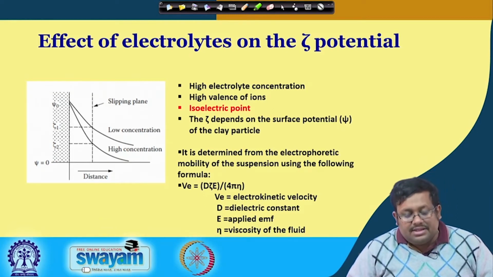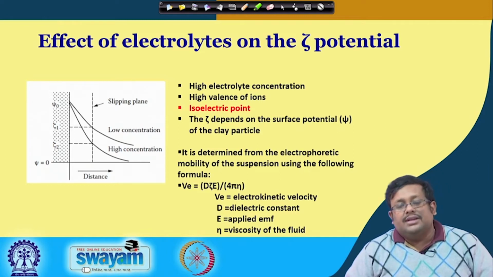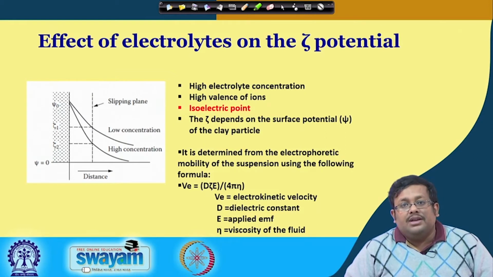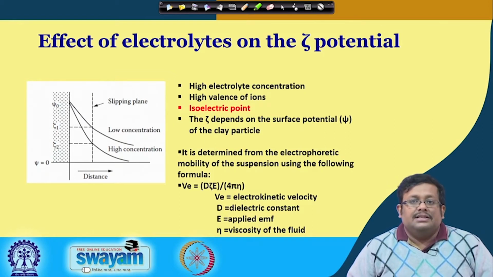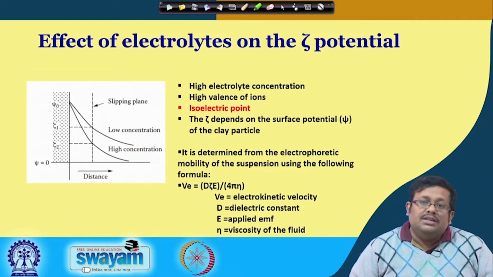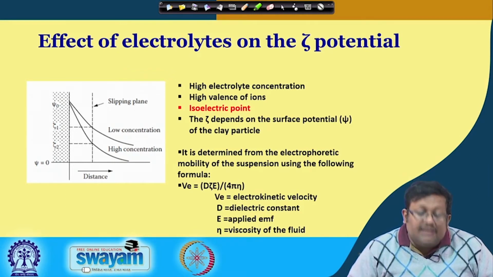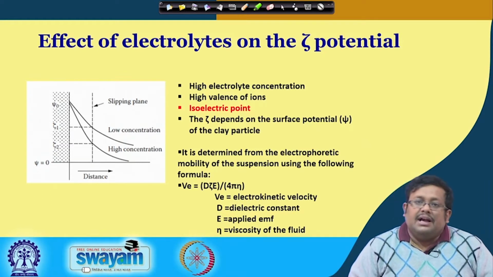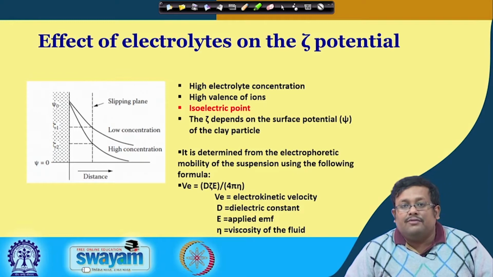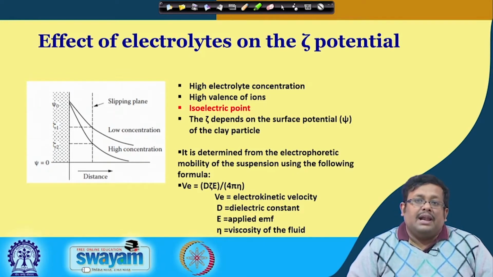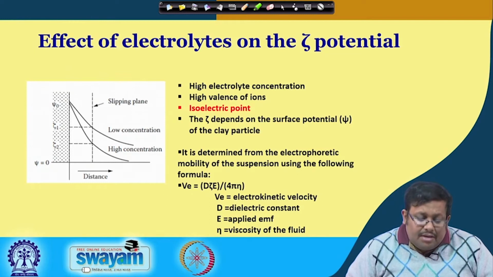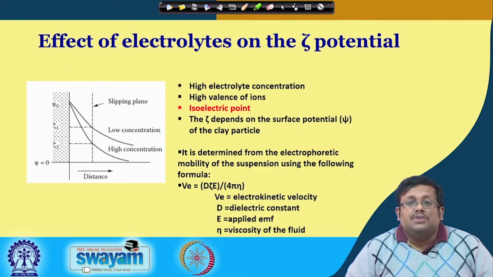So, high electrolyte concentration or high valency of ions also decreases the zeta potential, and the isoelectric point is the point where zeta potential is critical. Its value is 0, and below the isoelectric point, the clay particles cannot remain dispersed in the medium, and they try to flocculate and coagulate. In other words, the isoelectric point is the pH at which the total surface charge is 0, so this is called the isoelectric point.